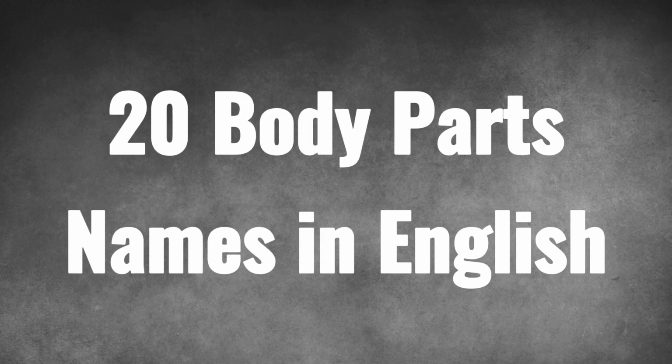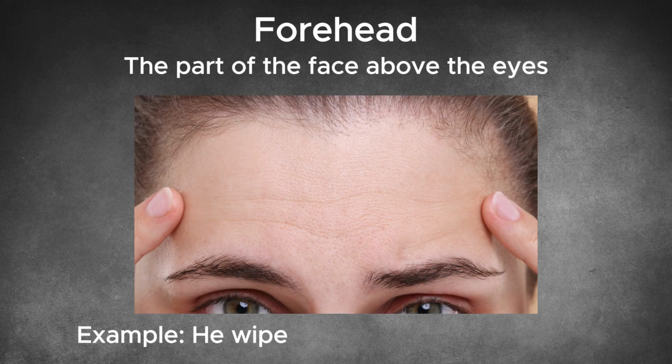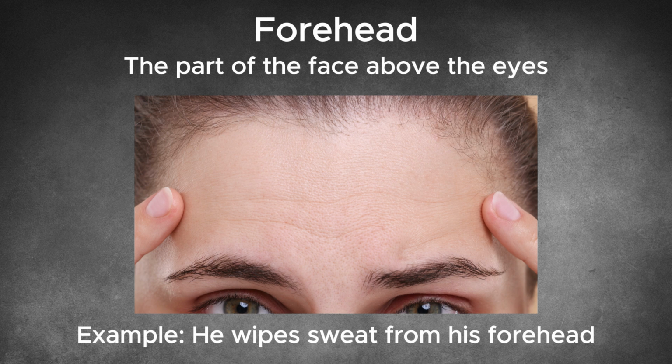20 body parts names in English. Forehead. Forehead. The part of the face above the eyes. Example, he wipes sweat from his forehead.